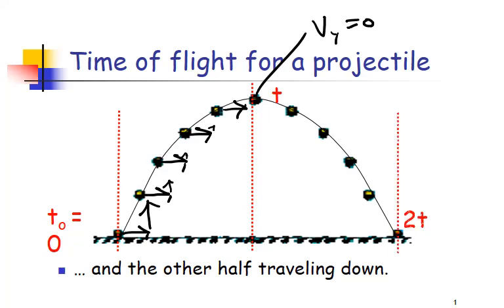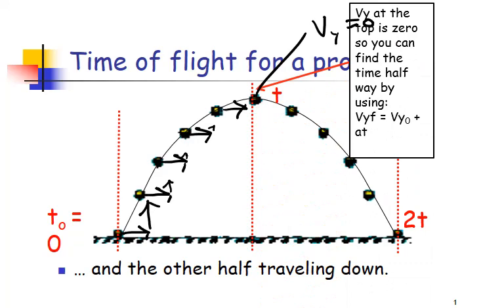And we can take that to our advantage because of the equation V equals U plus a t: final velocity equals initial velocity plus acceleration times time. The velocity at the top is 0, and therefore V final is 0 at the top. We know the initial velocity in the y, and we can find time halfway.